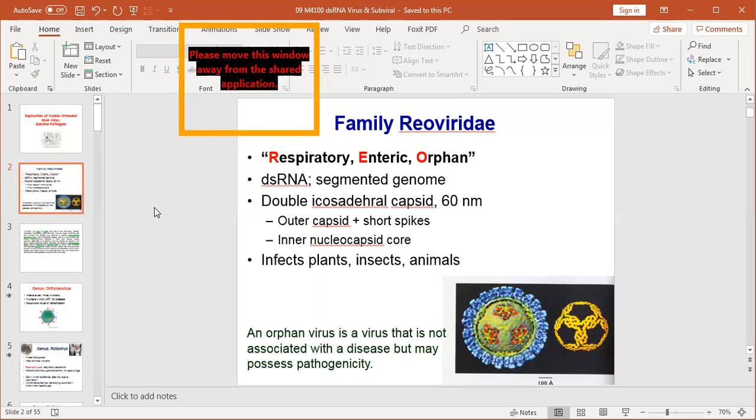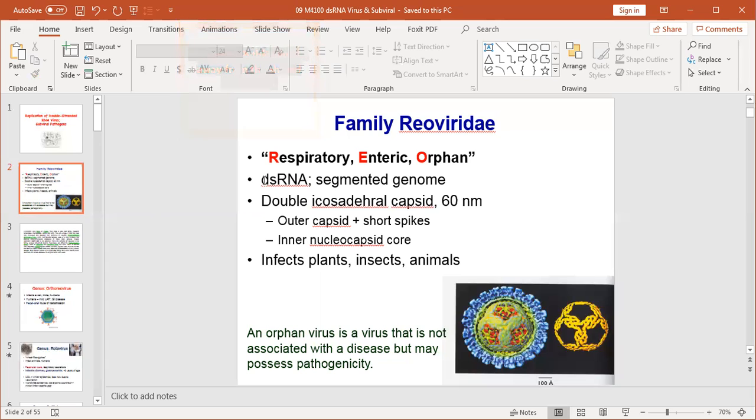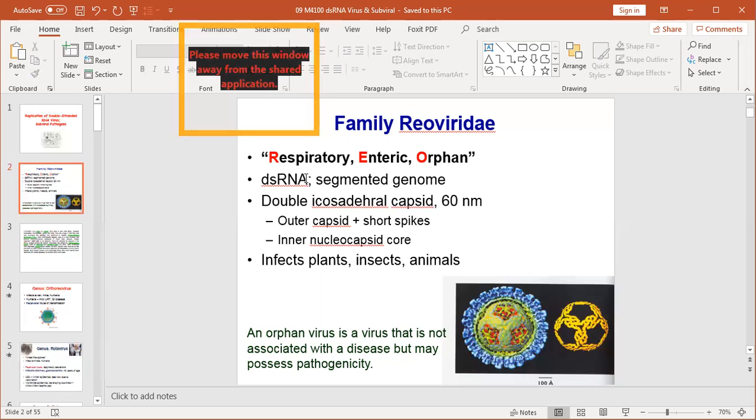they are pathogenic, so they possess pathogenicity, meaning that they have the capacity to cause damages to the cells, tissues, and organs. So this family, Reoviridae, the genome is double-stranded RNA, positive and negative sense, or plus and minus, or sense and antisense, and the genome is segmented, so multipartite.